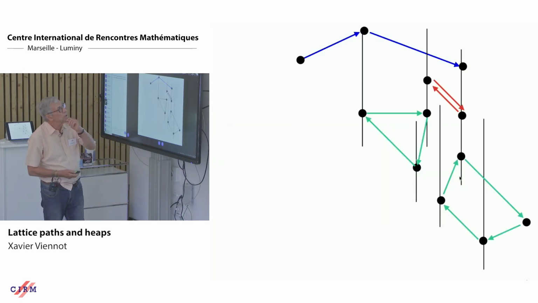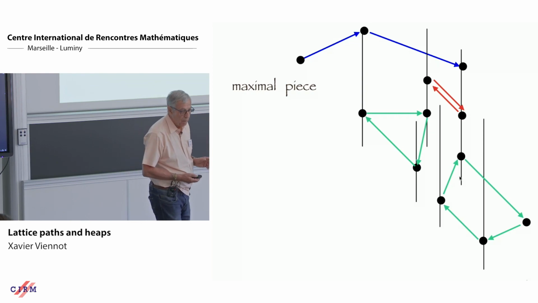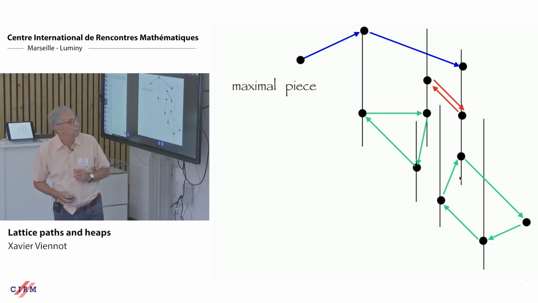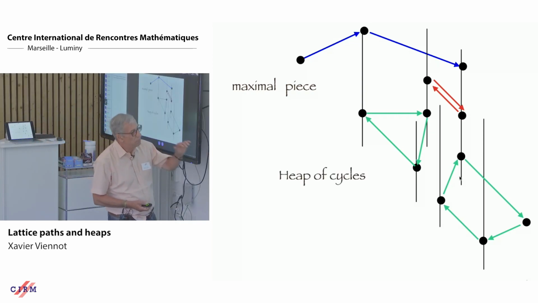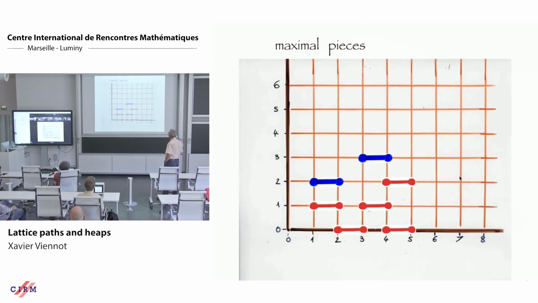And there is a second condition. About the blue path, we are going to say it's a maximal piece of the heap. So what does a maximal piece mean? You have a heap of cycles, a maximal piece, with some condition between the heap and the maximal piece. So what is a maximal piece in the heap? I go back to the intuitive definition of a heap of dimers.